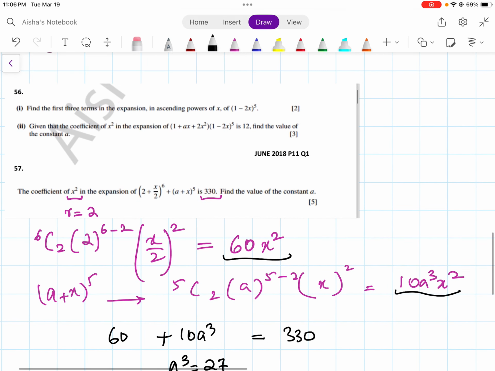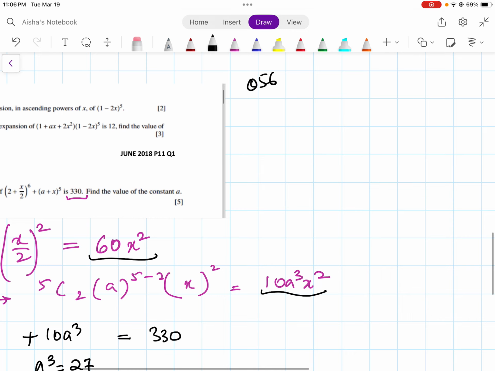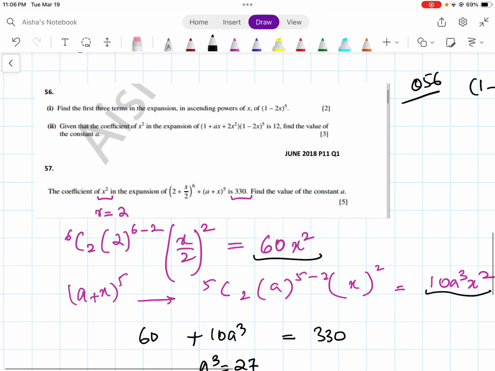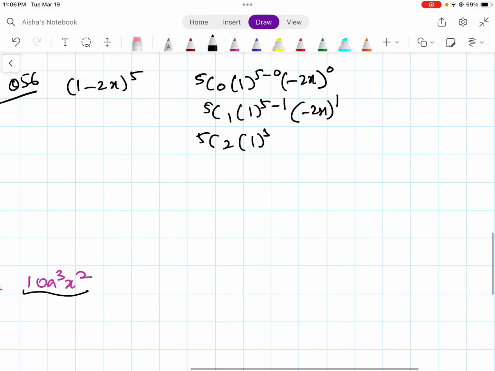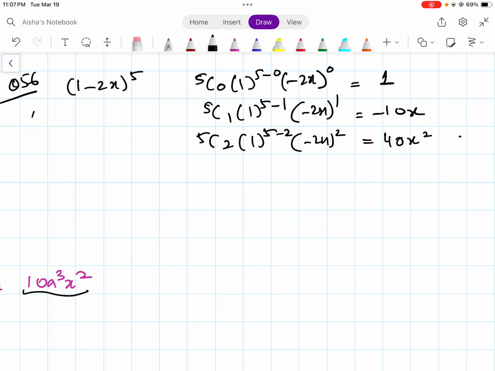Now let's look at the 56th question. In question number 56, they want you to expand this and do the first three terms. What will the first three terms be? 5c0, okay, so this is going to be 1. Then 5c1 into minus 2 gives you minus 10x. 5c2 into 4 gives you 40x squared. So it's 1 minus 10x plus 40x squared.